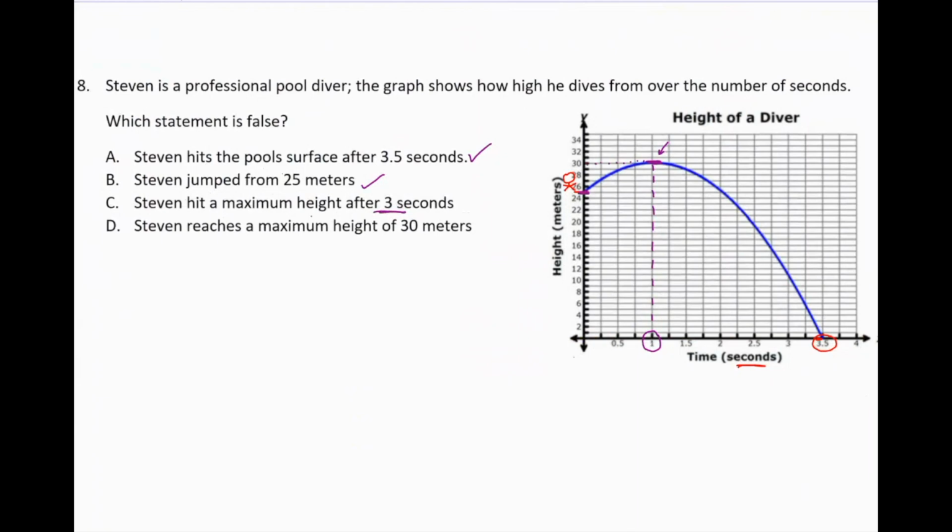That is not 3 seconds. So I know this one is false. And I know that's my answer. Let's look at the last one just in case. So it says Steven reaches a maximum height of 30 meters. And we did decide that Steven did hit the top of the highest point in his dive at 30 meters. So I know that's a true statement.